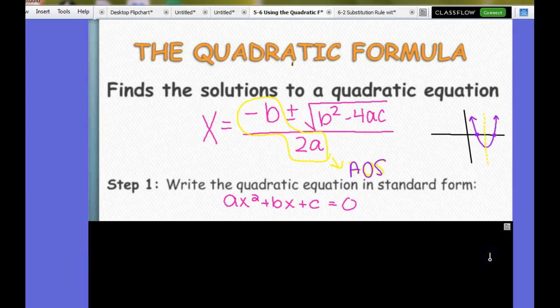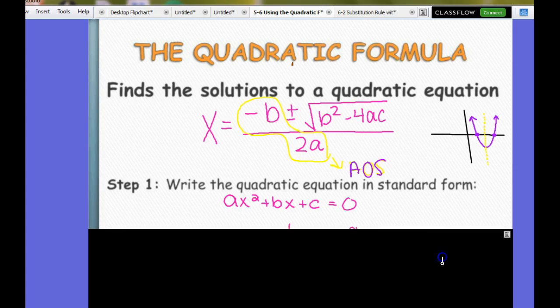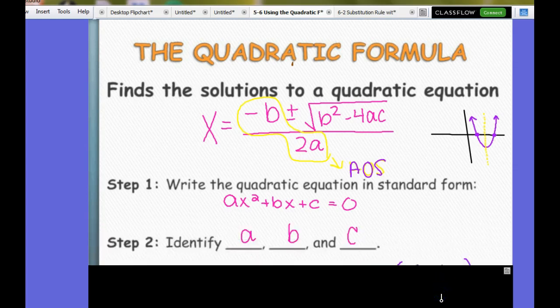Yeah. Okay, the quadratic must be in standard form in order to use our new formula. So you have to go ax squared plus bx plus c. We will identify the a, b, and c, and that's what we plug into the quadratic formula.